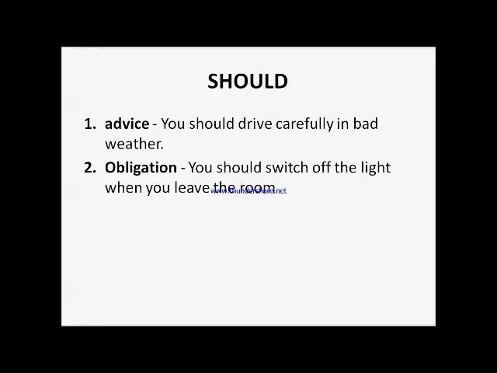Second is to show obligation. You should switch off the light when you leave the room. So, obligation is something that you should do. That is something mandatory. So, this word is used very often in schools, universities, etc. Or even the mothers use it very often. You should switch off the light when you leave the room is a good example.